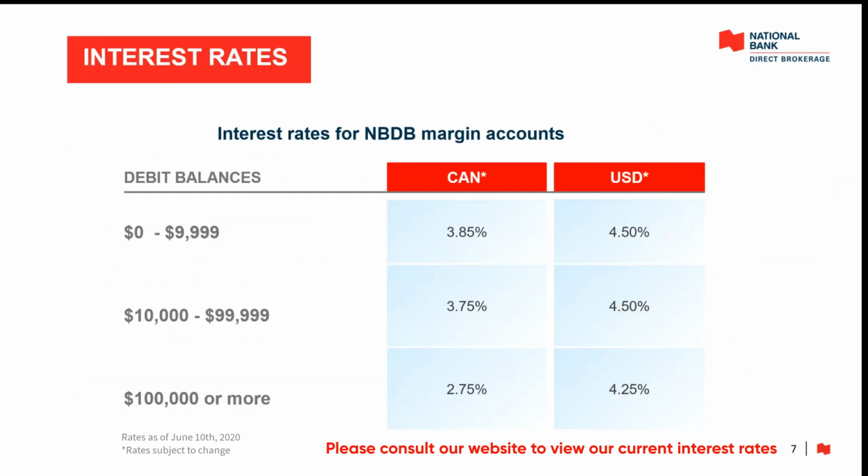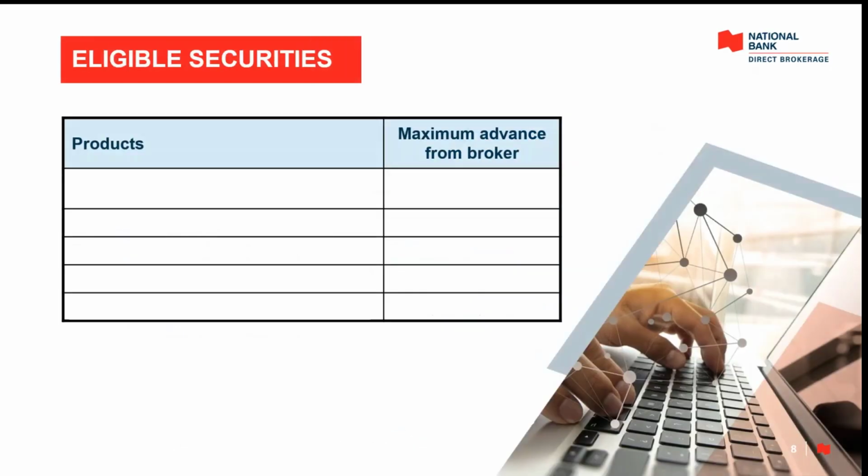I would like to clarify that if you borrow an amount of 105,000, the full amount is charged the interest rate of 2.75%. The interest rate is charged to your account on the 15th of the month for the use of the previous month according to the amount and duration you use the margin. On to the next slide, where we will discuss the list of eligible securities.